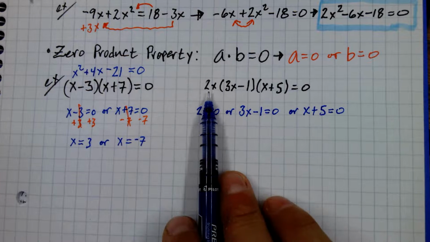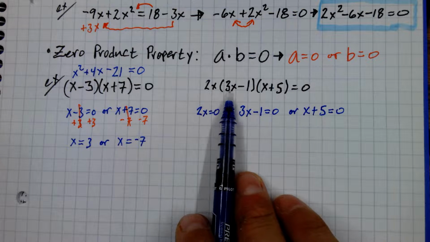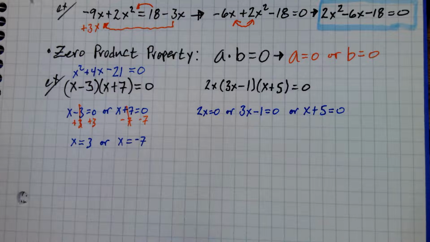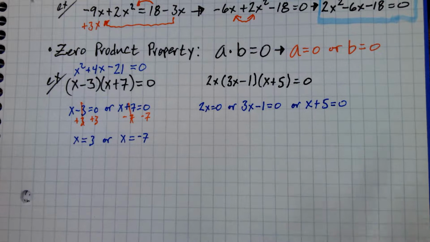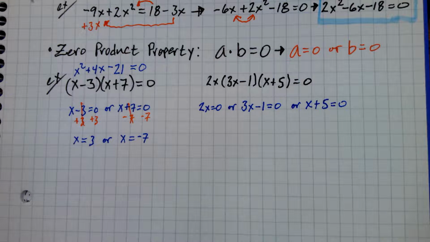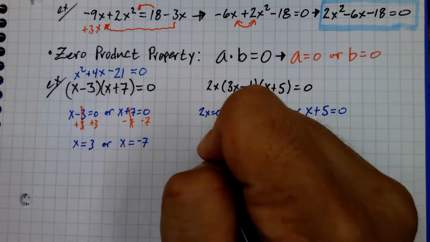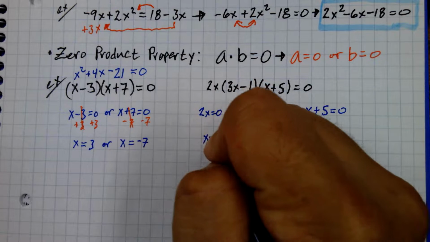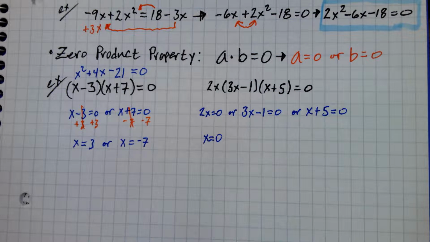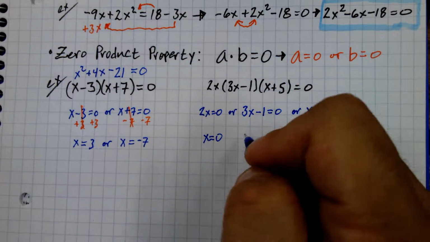The zero product property says any one of those three factors could be 0. And now I just solve each one of these little mini equations. Okay, so let's see. 2 times something equals 0. What does x have to be in this case? 0, right? 2 times 0 is 0.